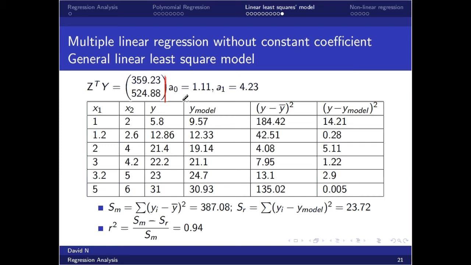Now using the condition for the minimum of the sum of square of residuals, we obtain the model coefficients a0 and a1 to be these values. Now the model findings are given in this particular column. The difference between y and y mean when it's squared gives this column, and then the difference between y and y model when it's squared gives us this column, based on which SM and SR can be found. From our definition of R square, which is the difference between SM and SR over SM, we get R square to be equal to 0.94.